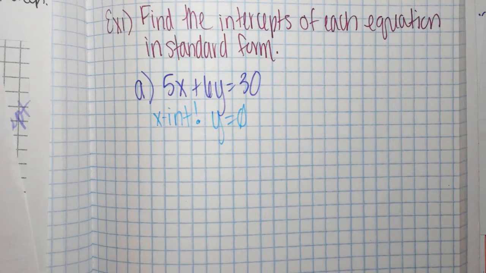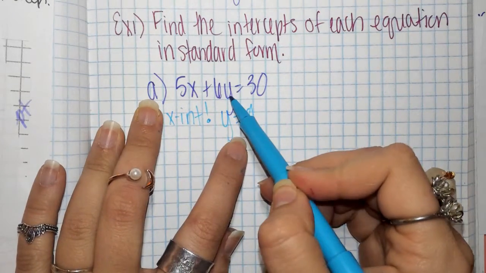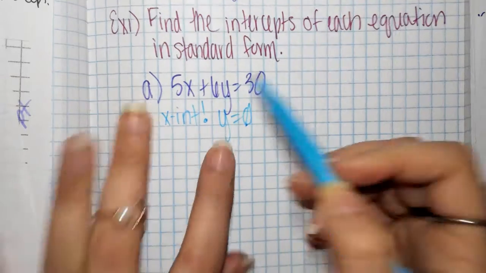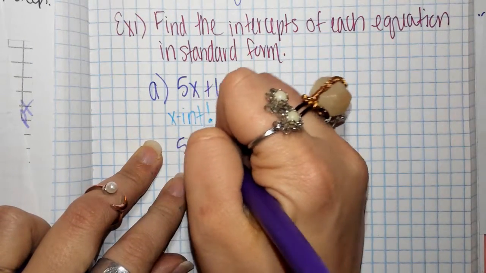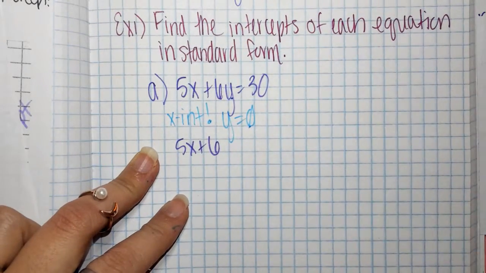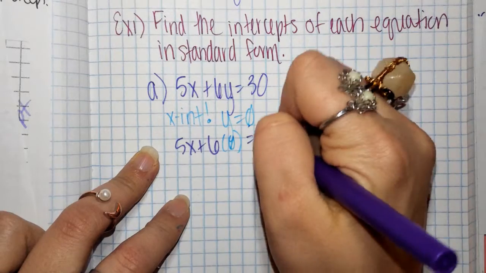So the way we find our x-intercept is we're looking for a coordinate. We know the y value of our coordinate, so we're going to plug in 0 for y. That's all you do. So we're going to write 5x plus 6 times 0 equals 30.